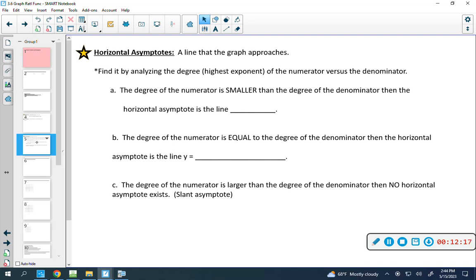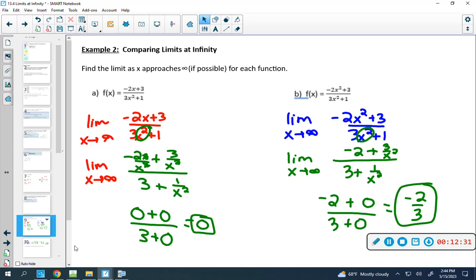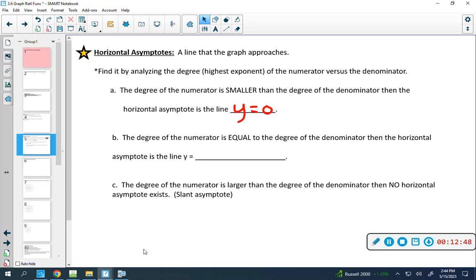Look at the degree, the highest exponent of the numerator versus the denominator. If the degree of the numerator is smaller than the denominator, it is automatically 0. So I knew this was going to be 0 with no work, because I have x to the first, x squared. Whenever the top is smaller, my horizontal asymptote is 0. I did zero work. I knew it was 0. Done.